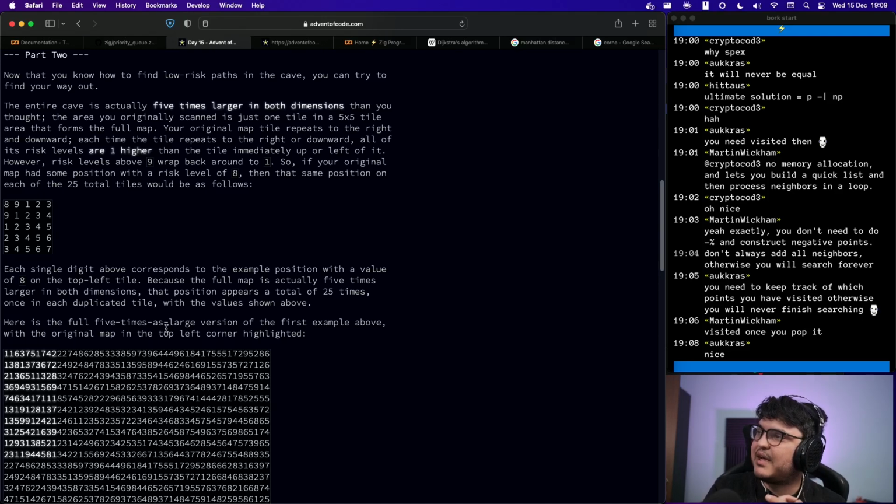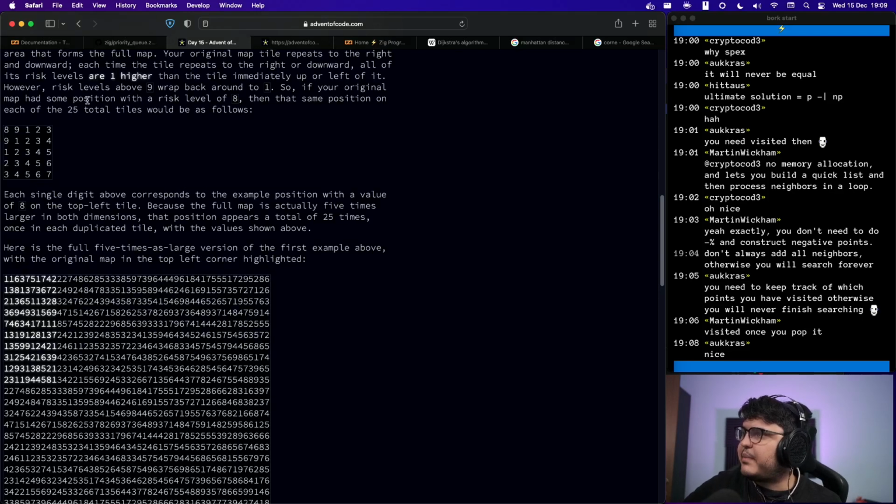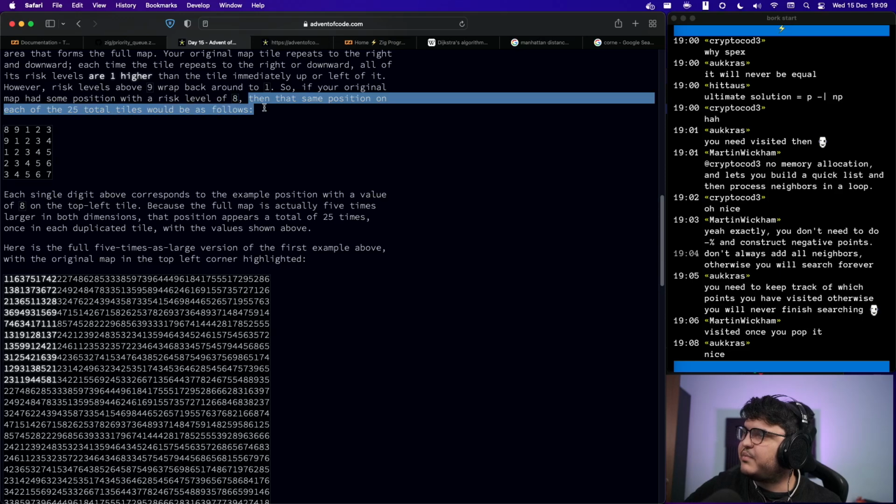Each time the tile repeats to the right or downward, all of its risk levels are 1 higher than the tile immediately up or left of it. However, risk levels above 9 ramp back around to 1. So if your original map had some position with a risk level of 8, then the same position on each of the 25 total tiles would be as follows.